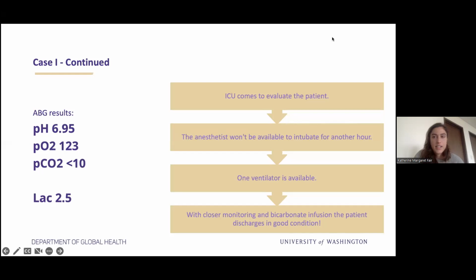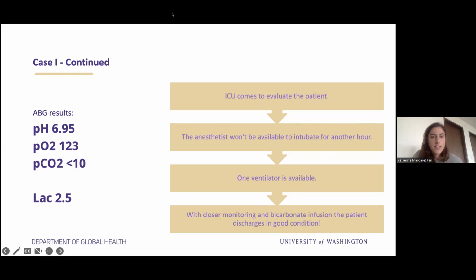So this is a real ABG, a patient with a pH of 6.95, O2 123, PCO2 less than 10, lactate of 2.5. The ICU was able to come and evaluate the patient. Decision was made not to intubate because the anesthetist wasn't available for another hour, but she was moved there for closer monitoring. And luckily, some close monitoring and a bicarb allowed her to discharge home in good condition.